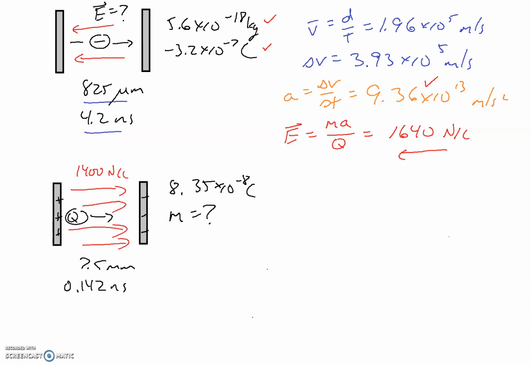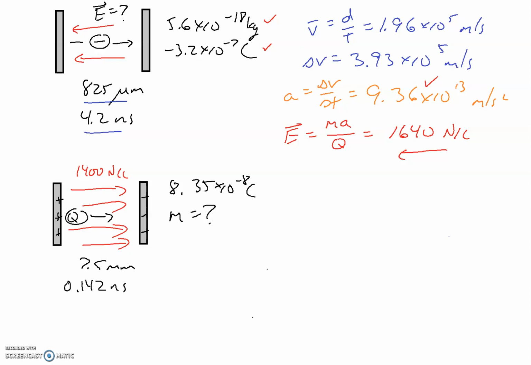Okay, so for this one, we've got a charge inside 1400 newtons per coulomb. It goes across the plates, which are 7.5 millimeters apart, in 0.142 nanoseconds. And it's got a charge of 8.35 times 10 to the negative 8 coulombs. And this time we're looking for the mass.